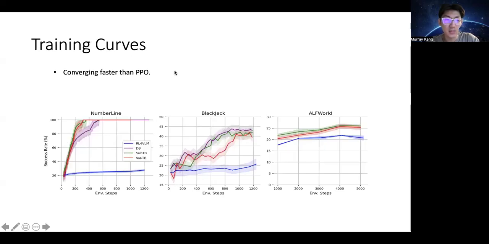Okay, and here's our training curve. You can see across all three tasks, our method converges much faster than PPO.